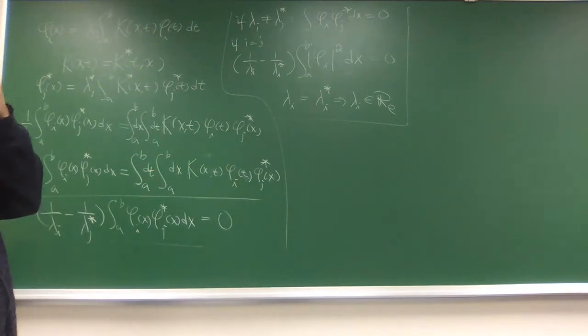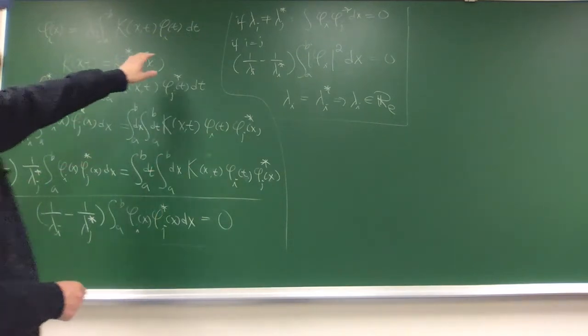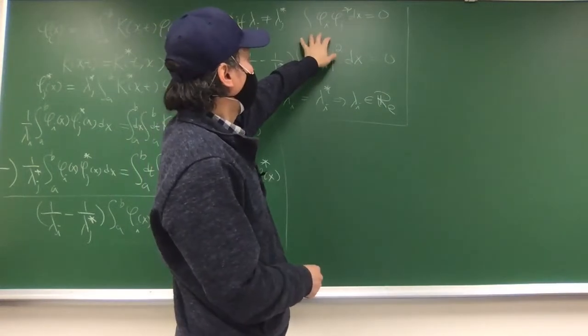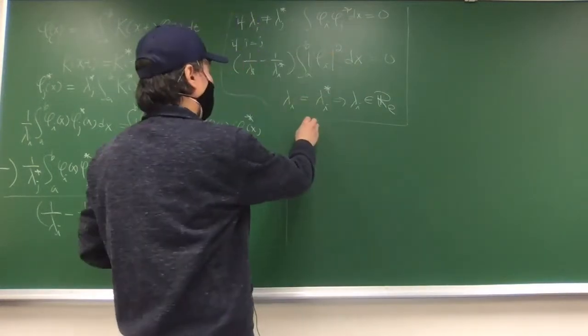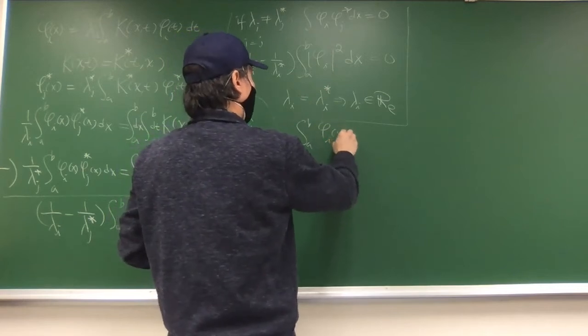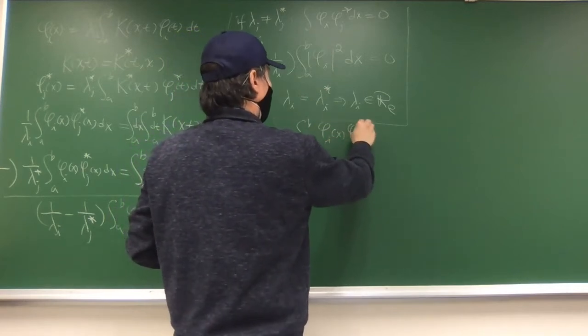Okay, so basically this is the reverse process. Now, assuming that you have a set of orthonormal functions, you define your orthonormal set, phi i of x, with i and j.